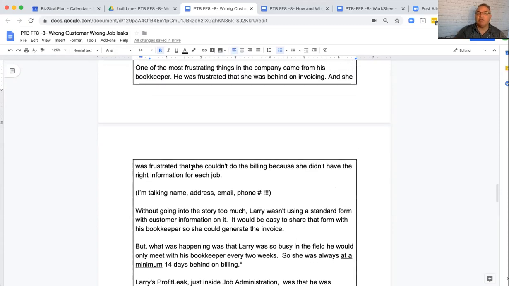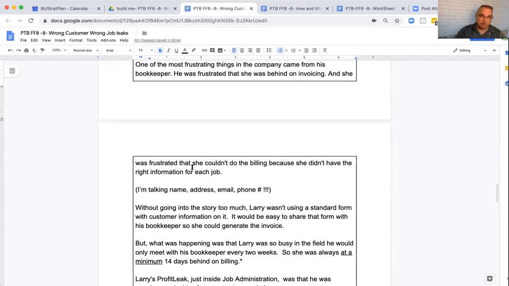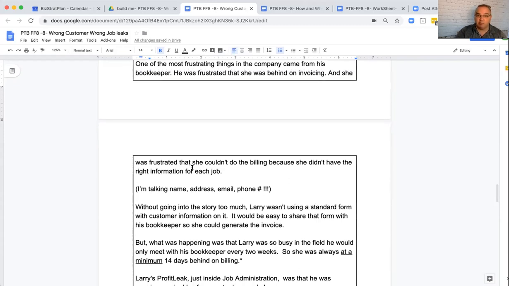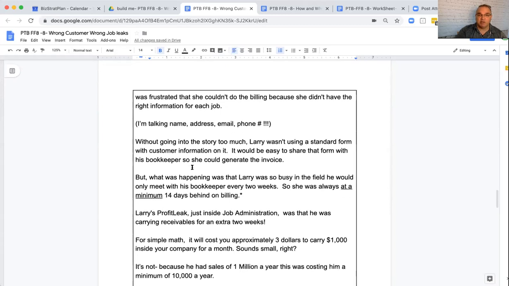So what was happening is she was behind on invoicing because she couldn't meet with him, and he didn't want to meet with her because it was boring to him. But he was frustrated about that. But she was not getting very, very basic information. Now, this sounds crazy when you see it on paper, but she wasn't getting name, address, email, and phone number of the account. So she couldn't do an invoice even if she wanted to. She couldn't do the invoice for the plumbing even if she wanted to. She just didn't have that basic stuff, right?